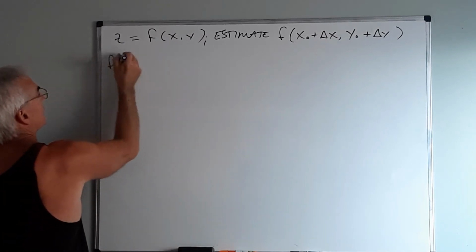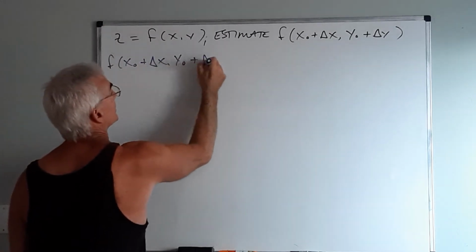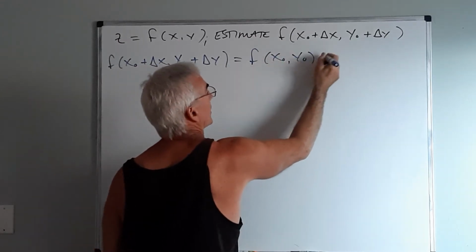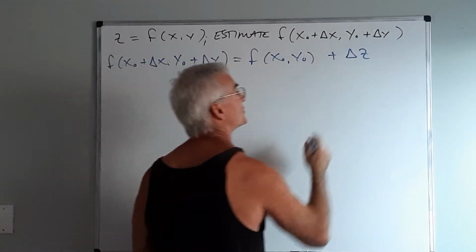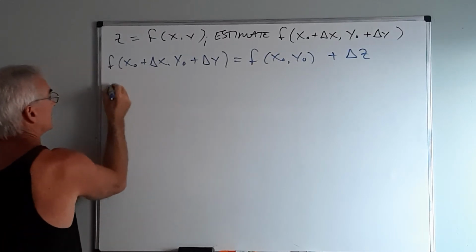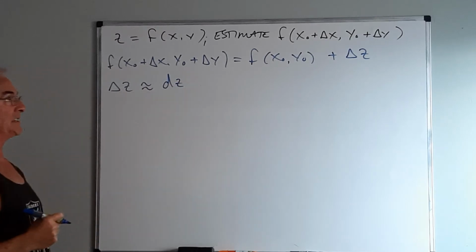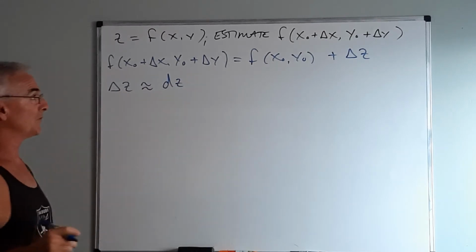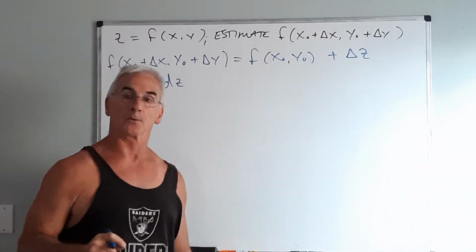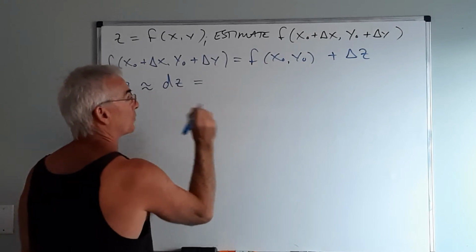We do know that f of x naught plus delta x comma y naught plus delta y is equal to f of x naught, y naught plus the actual change in z. What we want to do is do the estimated change in z. So delta z, which we'll estimate with something called dz, is going to be just like we did before. Before we used a tangent line, but now that we're in 3 dimensions, technically we're going to use a tangent plane.